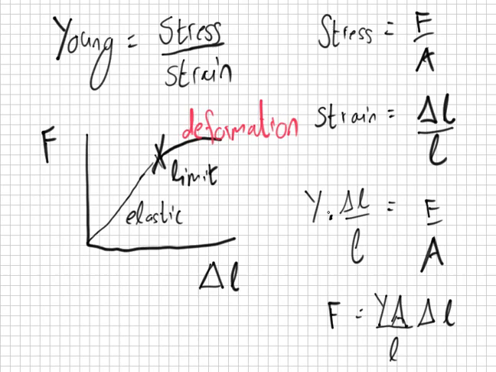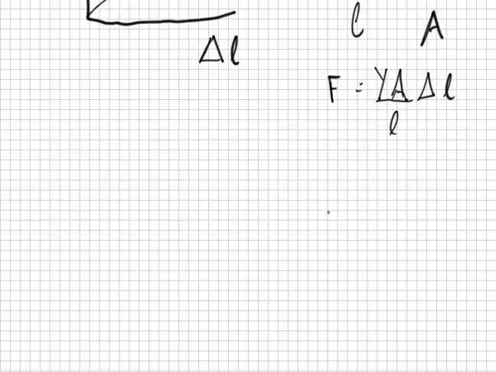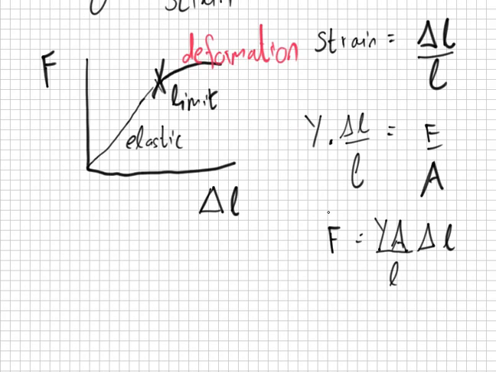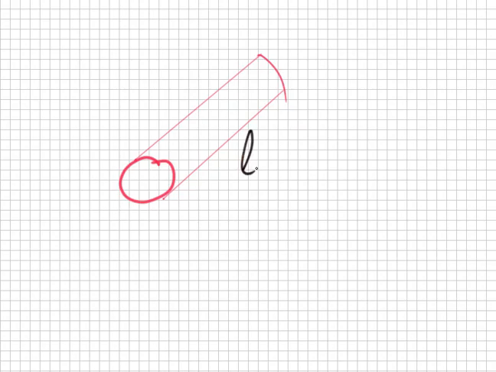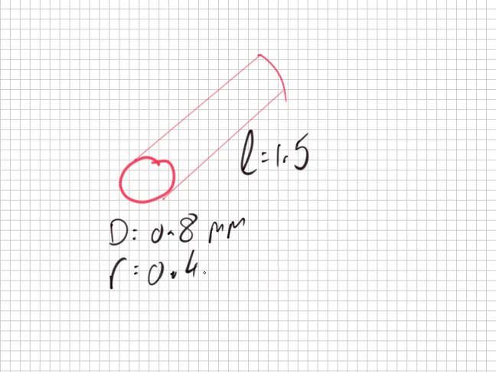Alright, so that's A part done. Now, the B part. If you look at the B part here, it's a lot like a section A question, okay? They give you the length, so you have a piece of wire, and you're told its length is 1.5 meters. And you're also told the diameter is 0.8 millimeters, which means the radius is 0.4 millimeters.